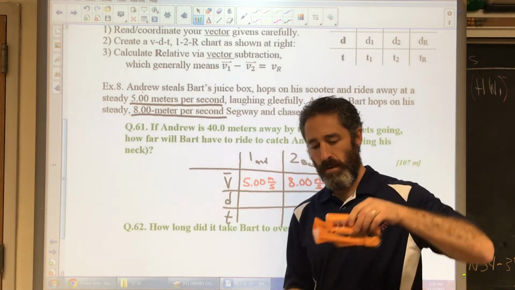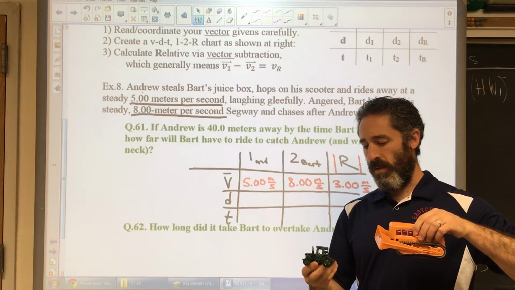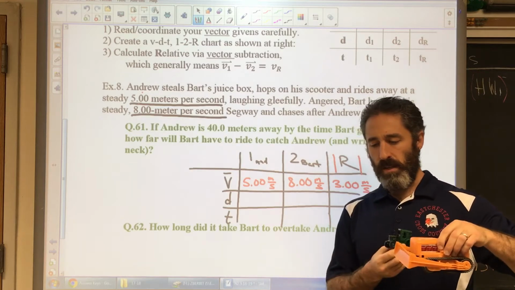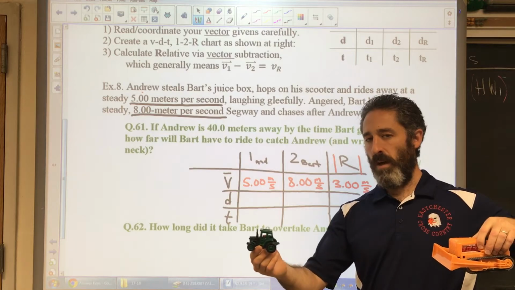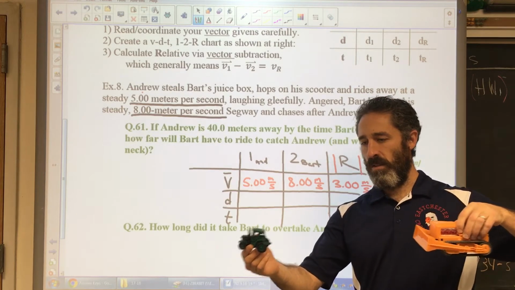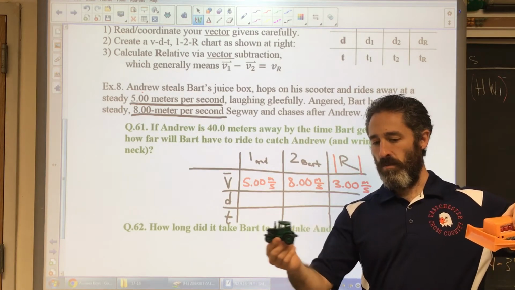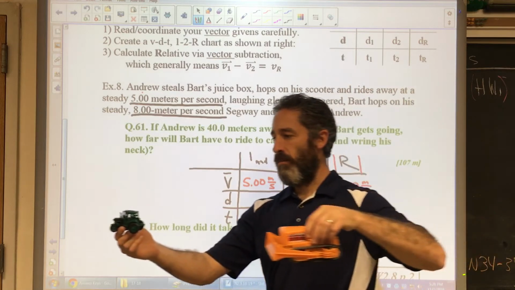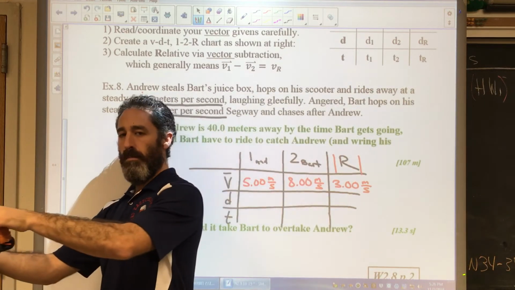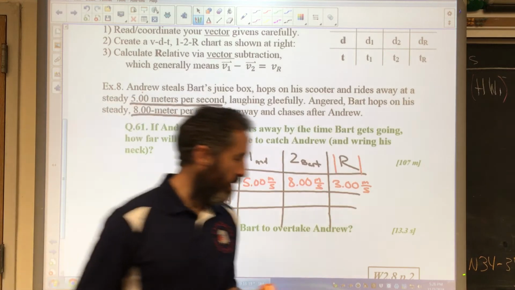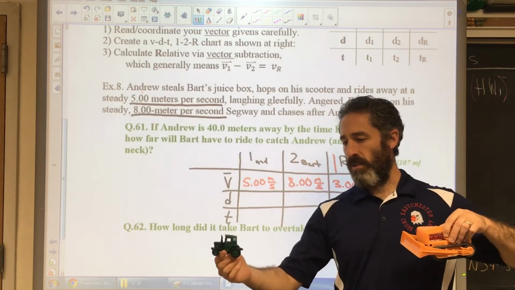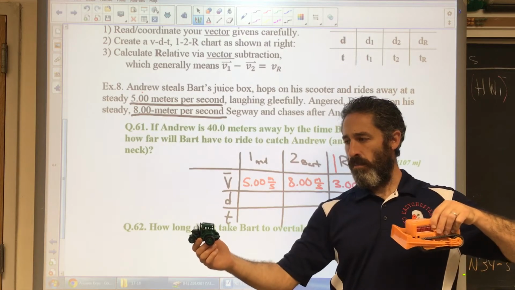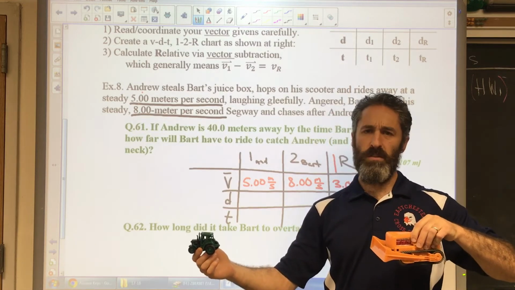Husky's playing the part of Bart. His tractor's going to play the part of Andrew. So, Andrew gets going. Andrew's already in motion, but we don't start the problem until Bart starts chasing. So, at this point, Andrew's moving along, and Bart is chasing, but Bart is catching up. So the question here is, is the 40 meters what Andrew actually travels? Is it what Bart actually travels? Or is it something else?